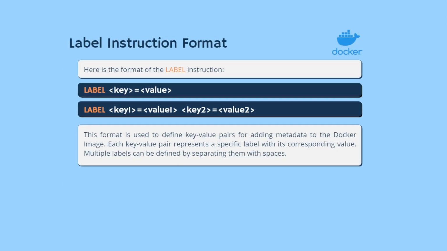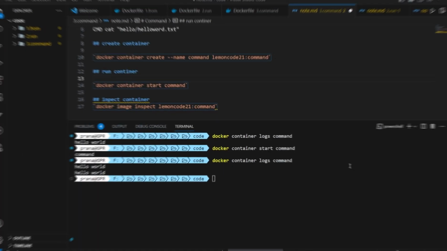Here is the format of the LABEL instruction: LABEL key=value, or LABEL key1=value1 key2=value2. This format is used to define key-value pairs for adding metadata to the Docker image. Each key-value pair represents a specific label with its corresponding value. Multiple labels can be defined by separating them with spaces.